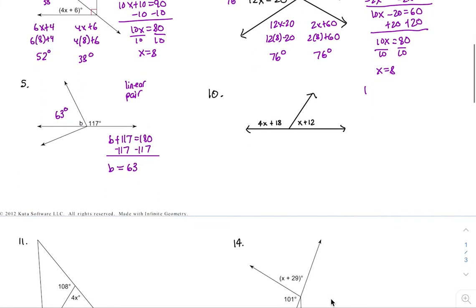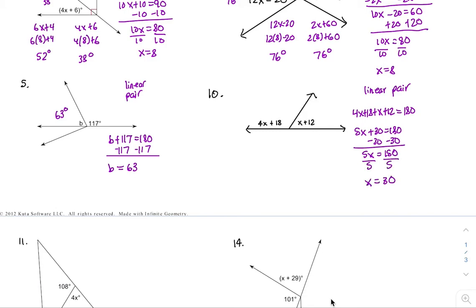Number 10, this is a linear pair, which is supplementary, so that means if we add the two angles together, it should equal 180. So 4x plus 18 plus x plus 12 is equal to 180. Collect like terms, so 4x plus x is 5x. 18 plus 12 is 30. Subtract 30 from both sides. 5x is equal to 150. Divide both by 5, so x is equal to 30.